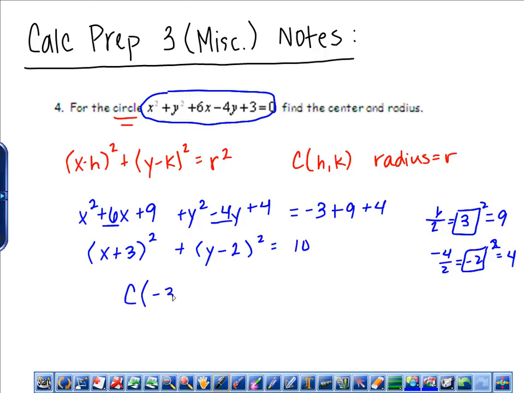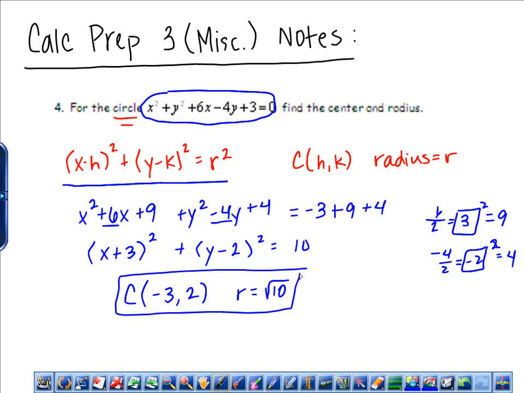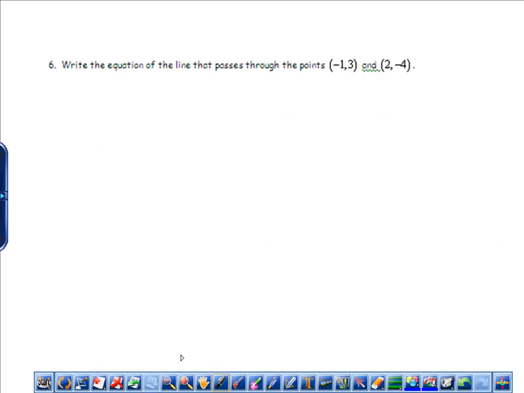Center now is going to be negative 3, positive 2. It's always opposite and opposite just because of the main rule. And then our radius is going to be square root of 10, which does not simplify. On some of these circle problems, you might have to use distance and midpoint formula. Okay, remember distance formula? Just a quick way to remember it is that it is Pythagorean theorem. Okay, it is finding the hypotenuse on a right triangle. Midpoint formula is averaging x's and y's. Okay, that might help you on some of the other circle problems.